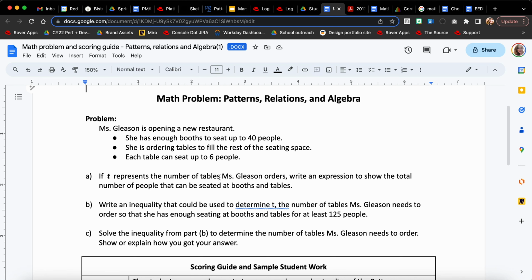This question is just asking students to think about a restaurant scenario where the restaurant already has booth seating for 40 people, and then is looking to buy additional tables that each seat 6 people, and we have some follow-on questions from that.